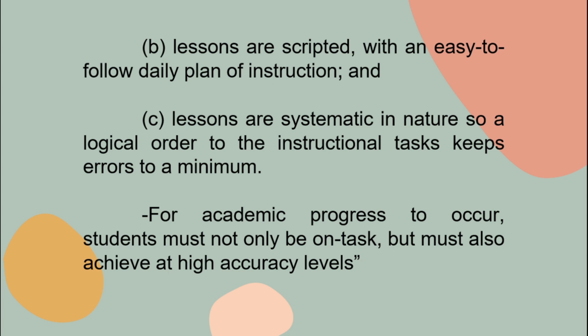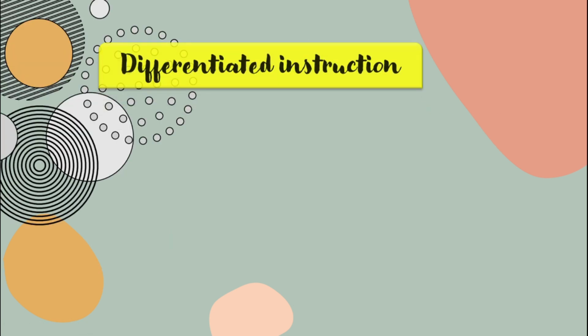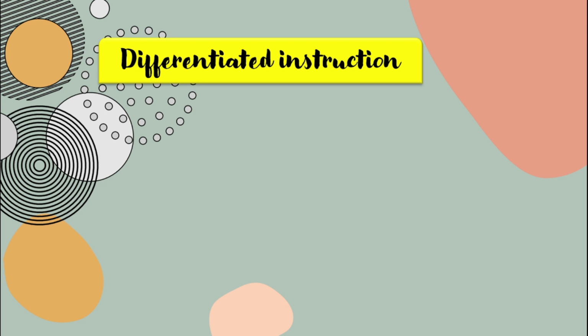To sum this up, structure and organization allow for the maximization of the amount of time students are engaged and successful, resulting in better student outcomes. When students are successful during instruction, they are said to be experiencing academic learning time. Now, for academic progress to occur, students must not only be on task but must also achieve at high accuracy levels. Here's another contributing factor for effective instruction, differentiated instruction.